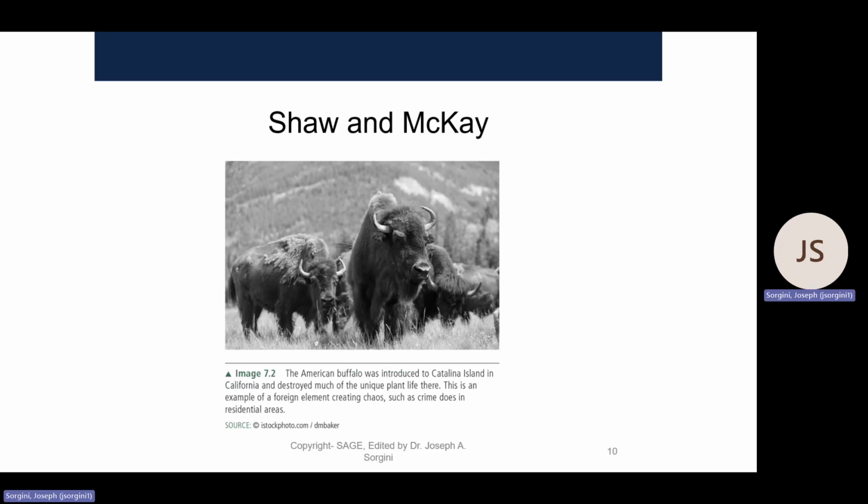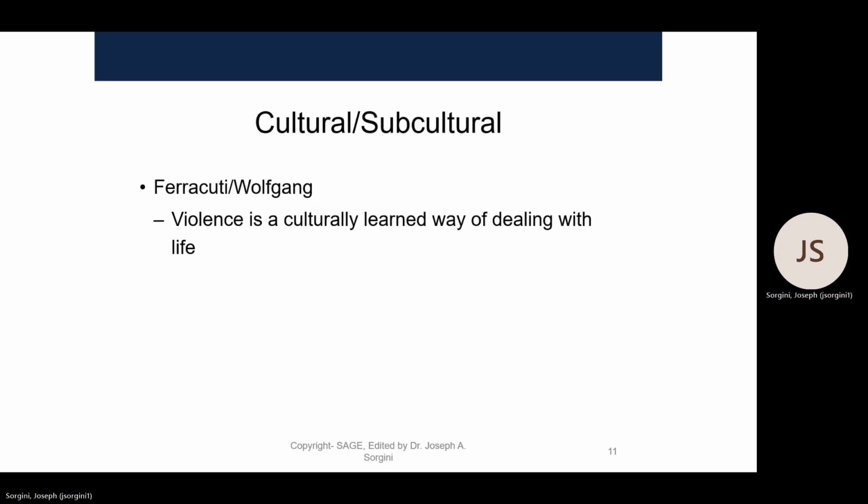And particularly, what they looked at there was invasive species, right? So the buffalo here, pictured in the textbook, that was a foreign element that created chaos. Well, crime does that in residential areas and crime does that in cities. It becomes an invasive species.